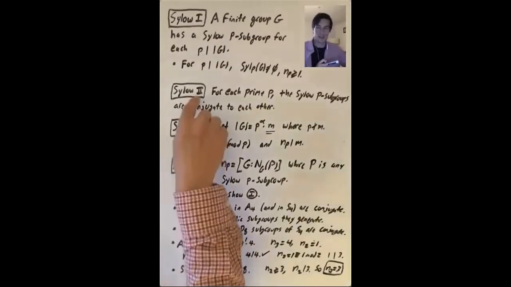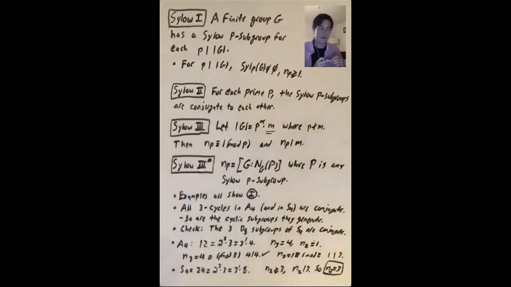What about this second thing about all the Sylow p subgroups being conjugate? Well, that's only meaningful when there's more than one of them. In the case of A4, we saw that there were these 4 Sylow 3 subgroups. All of the 3-cycles in A4 are conjugate to each other. So it's also true that all of the cyclic subgroups generated by 3-cycles are conjugate to each other. And the same statement is true in S4, that all the 3-cycles in S4 are conjugate, and all of the cyclic subgroups generated by the 3-cycles are conjugate.